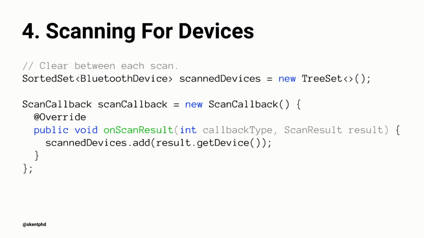You might get 10 scan results for the same device, and you probably don't want to show your user a list of 10 of the same thing. So the fact that this is a set means that you won't have duplicates showing up in there. But the fact that it's sorted means that if you run multiple scans, things will consistently show up in the same order, which is just a nice thing for the user.